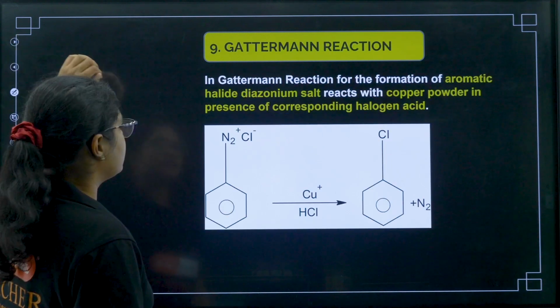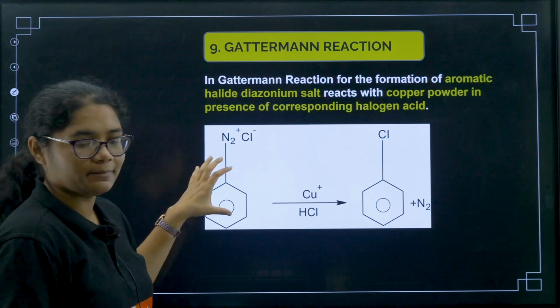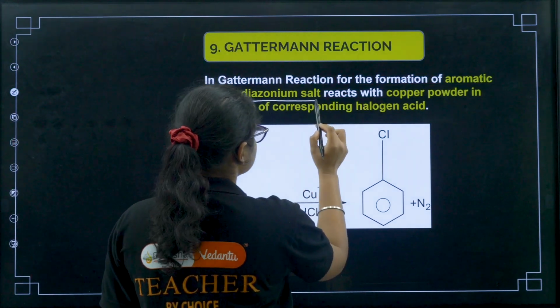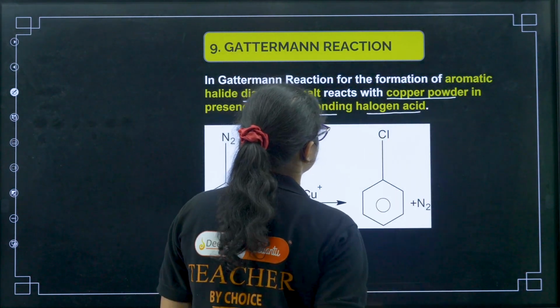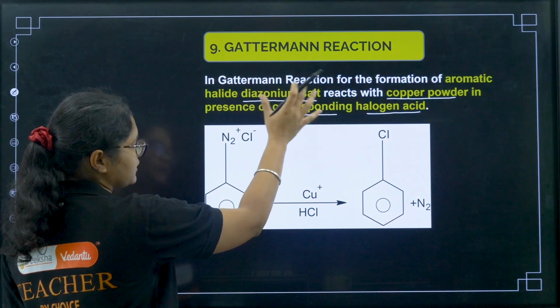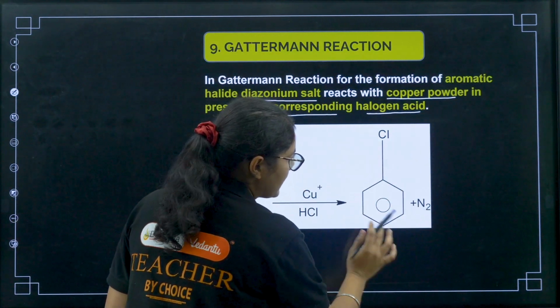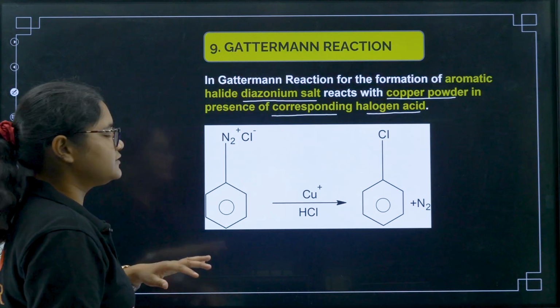Now coming to the next one, Gattermann reaction. The Gattermann reaction is from your benzene diazonium chloride. It is the conversion of diazonium salt with copper powder in presence of corresponding halogen acids. So you will be getting diazonium salts as the reactant, copper plus HCl is the reagent, and the halide or haloarenes will be the product. Okay, next, G is done.